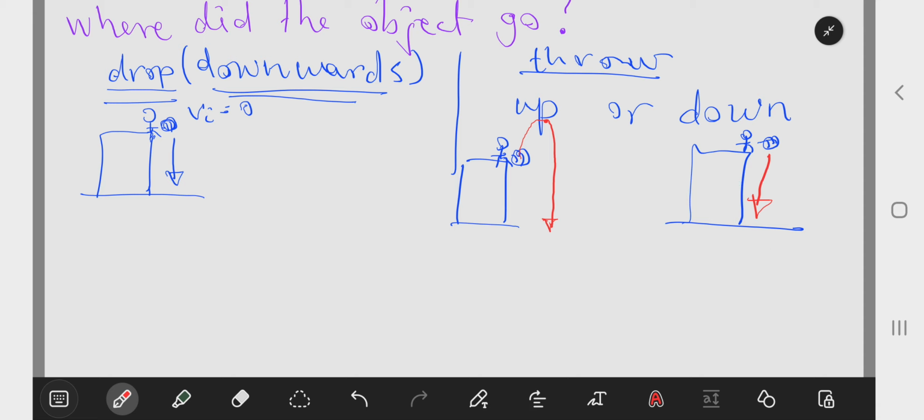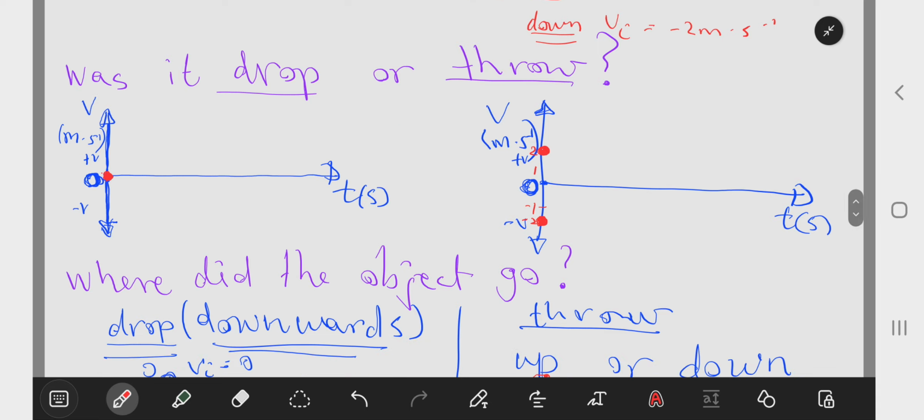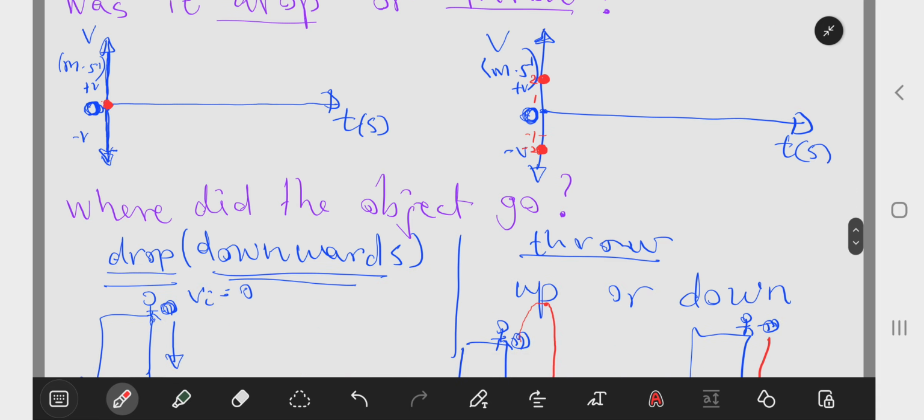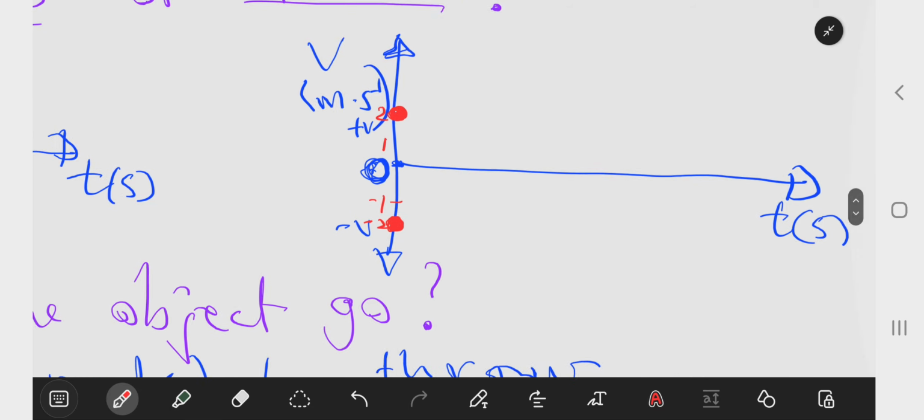So we expect the ball to go downwards. Okay. So now we said if it's a drop from a stationary point, the initial velocity is equal to 0 and the drop will make the object go down, right? However, if it's a throw, how do we actually see it on a graph?